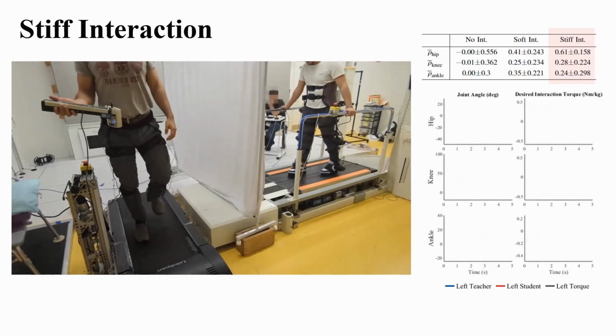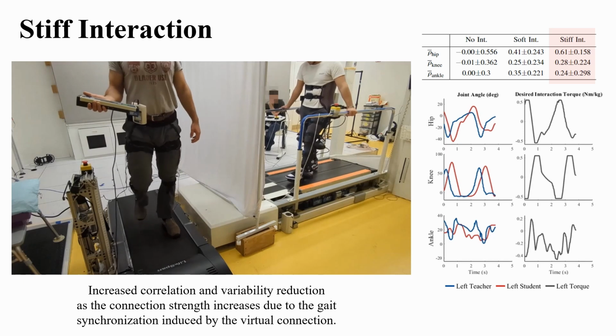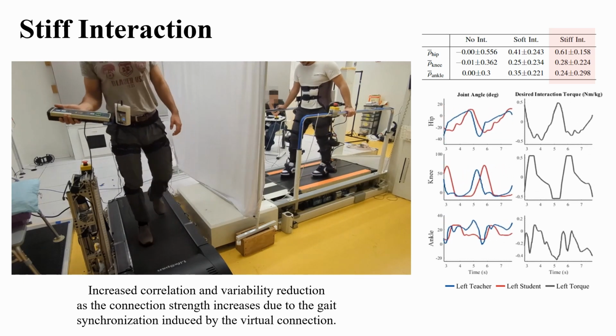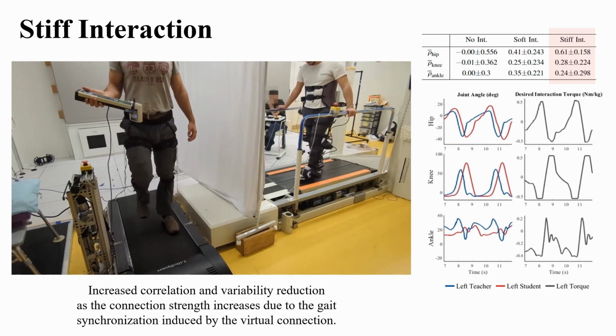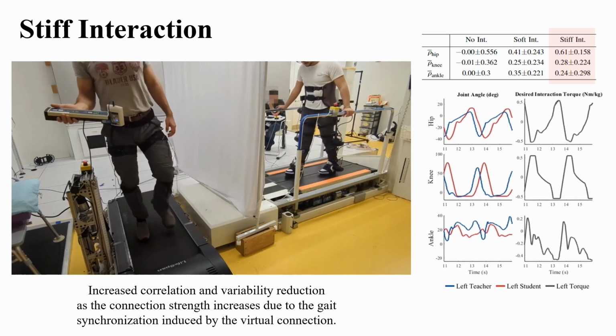Increasing the stiffness of the connection results in higher correlation between the users, particularly at the hip and knee, due to larger torques experienced by the student. These results suggest that the interaction control can transfer haptic cues of the desired walking pattern from the teacher to the student, depending on the stiffness of the connection.